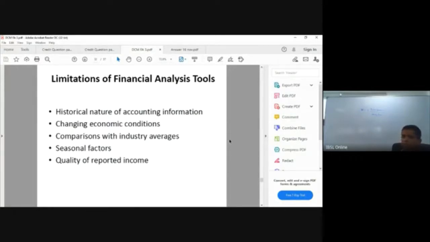Make sure that you collect some figures on the present and the future as well before you make a decision. That is a kind of weakness or limitation in relation to these ratio analysis techniques. Then, change in economic conditions. This is also very related to the first point I mentioned.